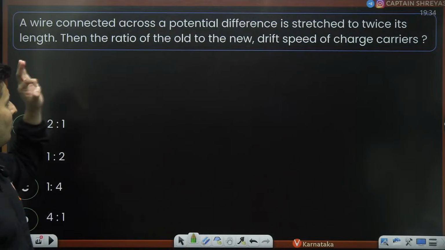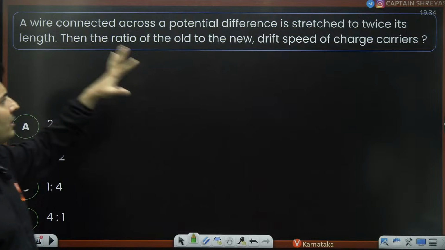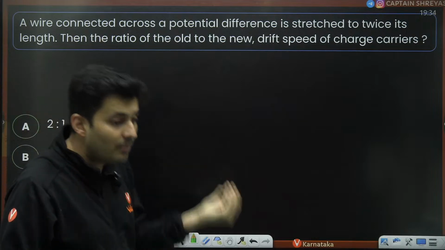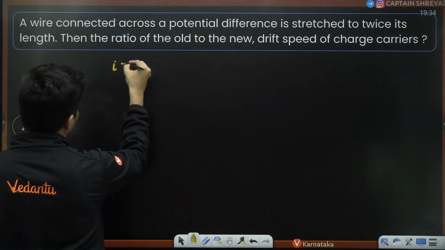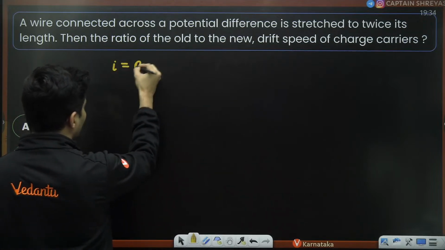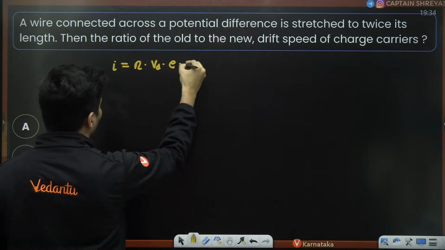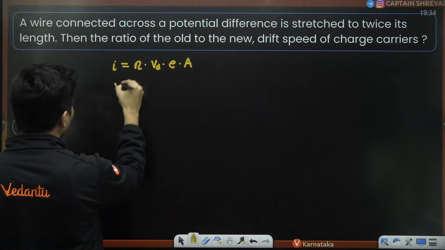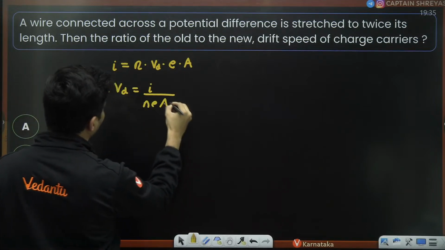Next, if there is a wire and it is stretched to double its length, what is the ratio of the new and the old drift speed? Drift speed. The formula is current is equal to number of charge carriers per volume, drift speed, electron charge and area. Therefore, the drift speed will be current by NEA.